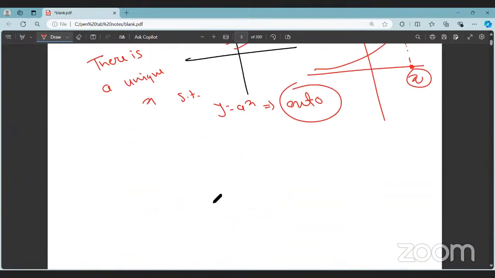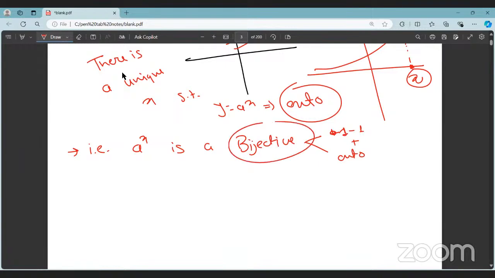So our exponential function will behave like a bijective function, right? That means a to the power x is a bijective function. Bijective function means a function which is one-one as well as onto. One-one plus onto means bijective, right? And we know that if a function is bijective, then there exists an inverse for that function, because the inverse will always be unique. So there is an inverse for our function a to the power x.